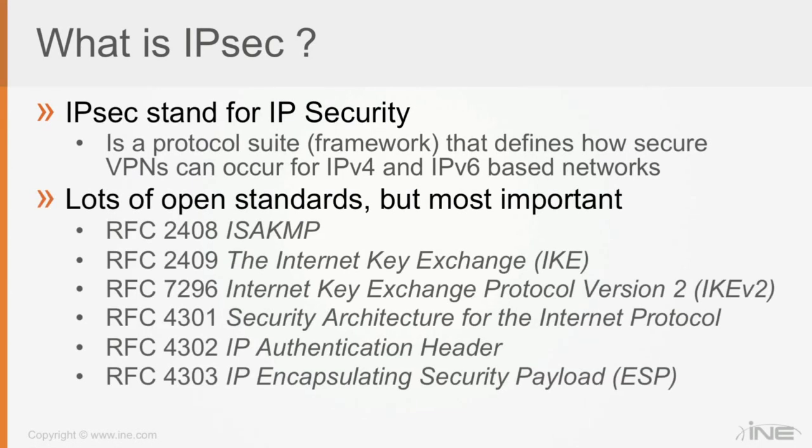Because it's a framework, it's lots of open standards. Here I list only a couple of them, probably it's 3, 4, 5 times more than this. But most important, I'm going to speak about a couple of them in the presentation. RFC 2408 is the ISAKMP RFC, 2409 is the IKE RFC, 7296 is the IKEv2 RFC, 4301 is the Security Architecture for the Internet Protocol, 4302 is the IP Authentication Header, and 4303 is the IP Encapsulating Security Payload, or ESP.